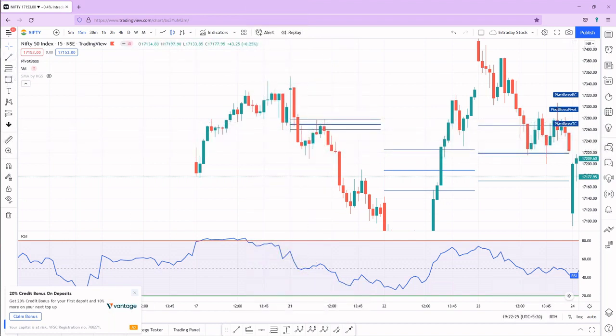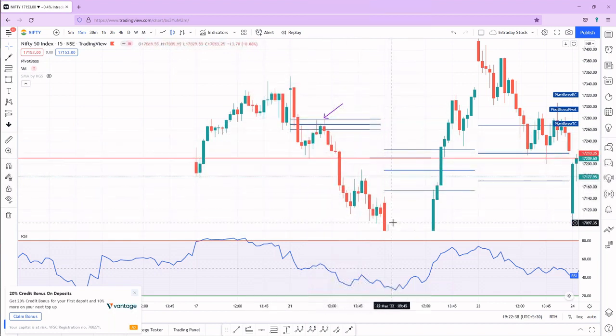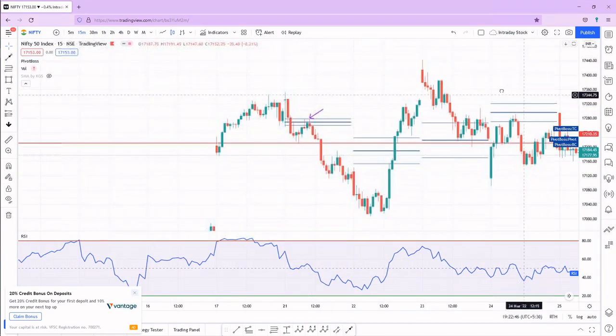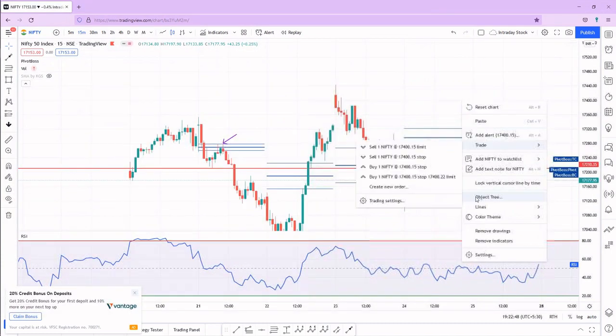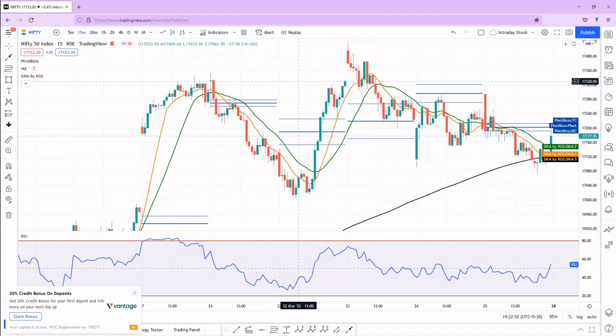Now if anyone wants to enter a trade, they have to enter below this particular line and keep this high as the stop loss. Then your trade is there. So this is CPR, which can act as a resistance as well as a support. I have also told you about CPR and RSI divergence. If you want, you can also use a moving average and then take a trade.